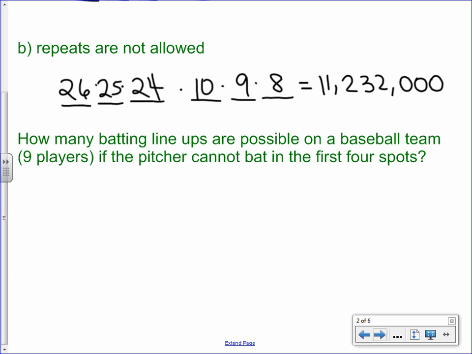Hold on, what? It's a tweak of a permutation. Okay? Because we have 9 spots in our lineup, correct? 1, 2, 3.